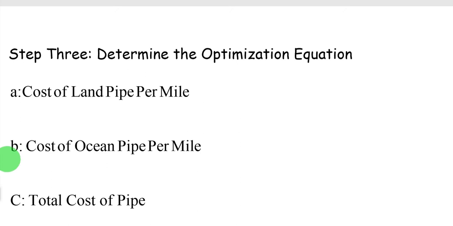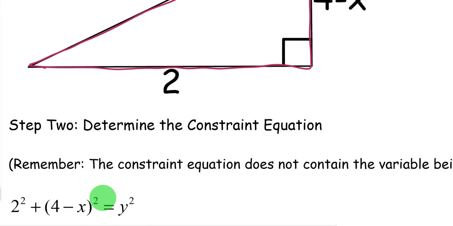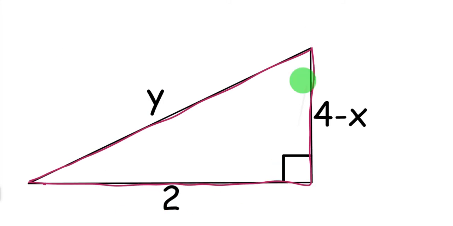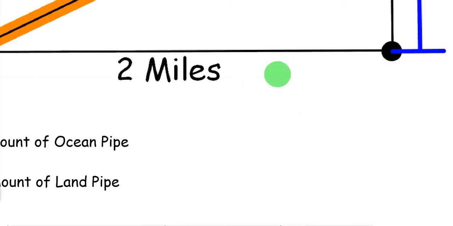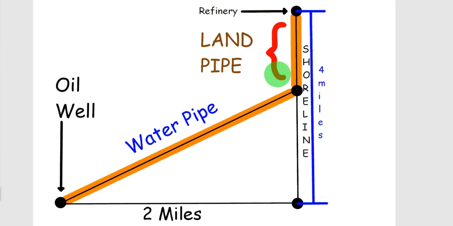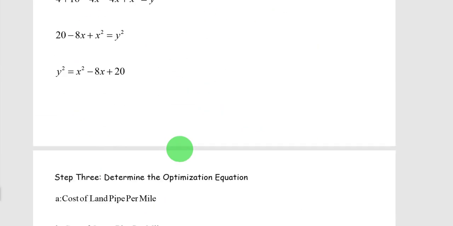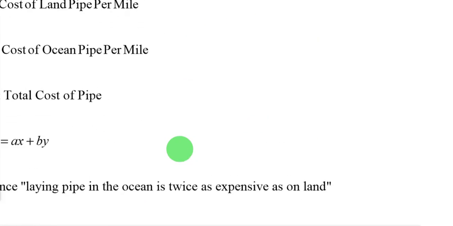And then C is going to be our total cost of pipe. Now, how can we come up with an equation for that? Well, if you go back to your original picture, everybody should be able to see that the cost of water pipe total plus the cost of land pipe would give you your total cost of pipe. So here's your equation.